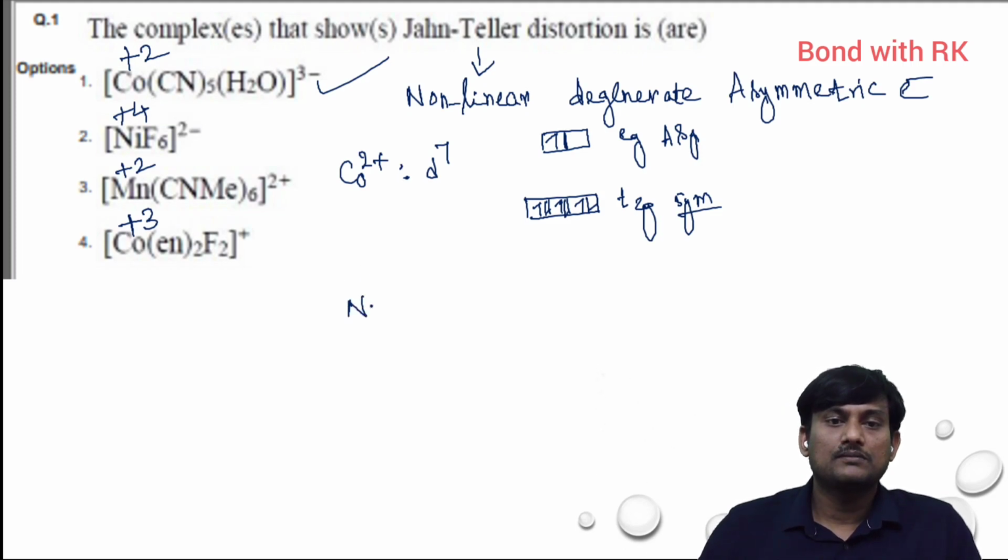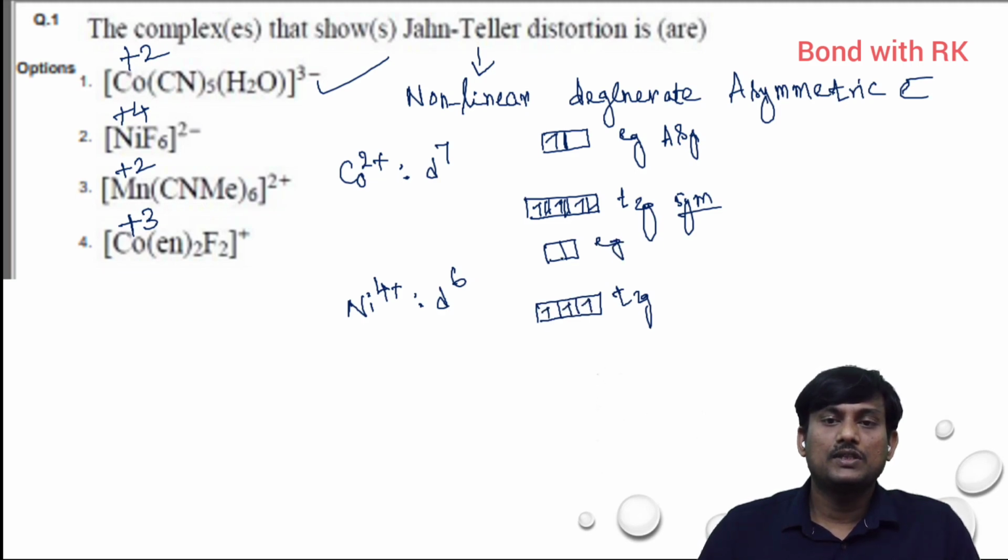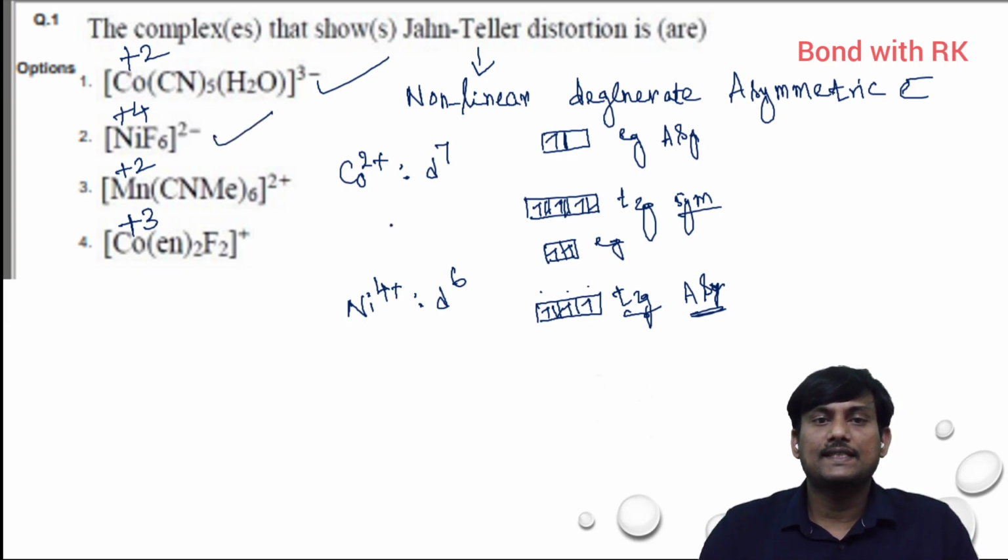Ni4+, the electronic configuration is d6. It's a weak field ligand. There are also t2g and eg sets of orbitals. 1, 2, 3, 4, 5, and this one is 6. In t2g, you have 2 electrons, 1 electron, and 1 electron. Here there is an asymmetric distribution of electrons, so this one can exhibit the Jahn-Teller effect.